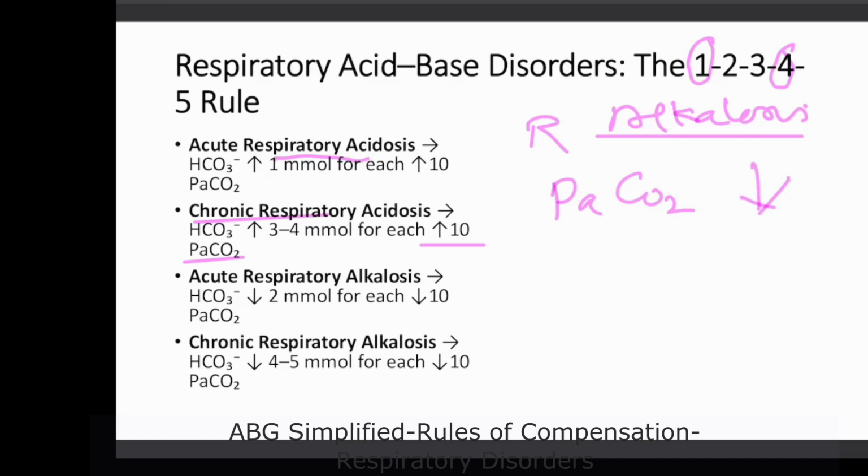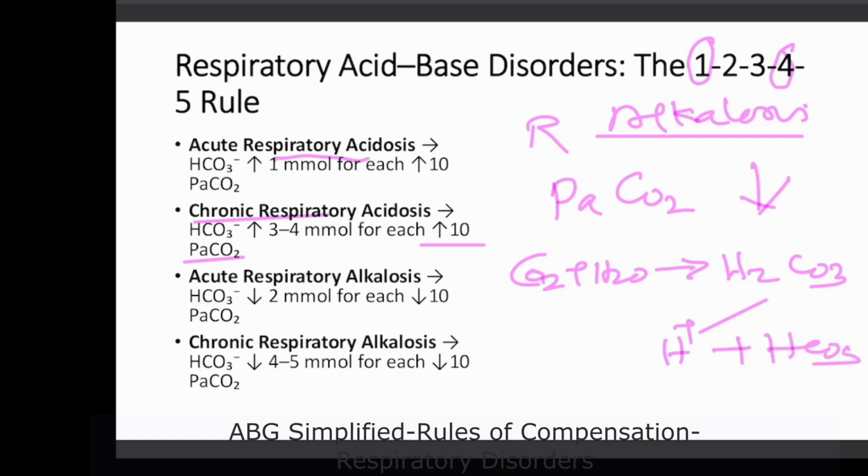So when the PaCO₂ comes down, what will happen? We'll go to the equation: carbon dioxide plus water produces H2CO3. H2CO3 dissociates into hydrogen ions and bicarbonate. What will happen here? When the carbon dioxide is less, there is a lesser amount of hydrogen ions. So it is expected that the bicarbonate will also come down. That is a compensation. So in acute respiratory alkalosis, each 10 millimeter mercury fall of PaCO₂ will produce a reduction in bicarbonate by 2 milliequivalents. So that is the rule of 2.